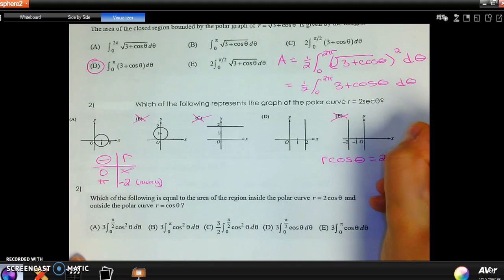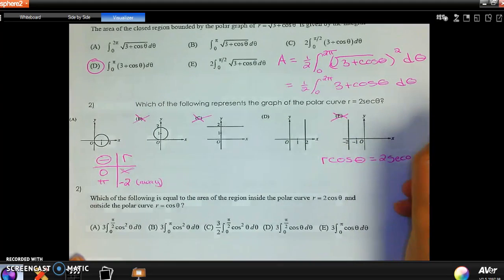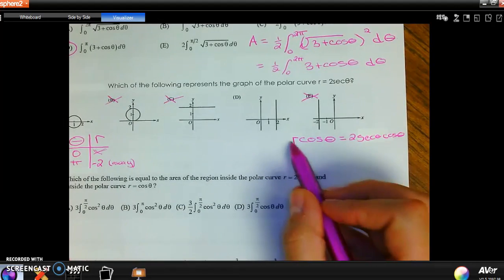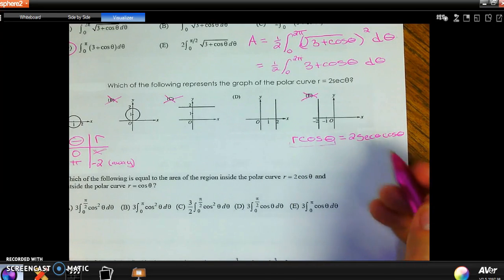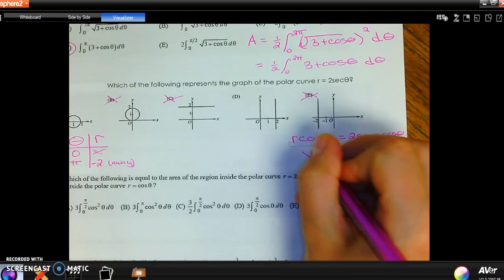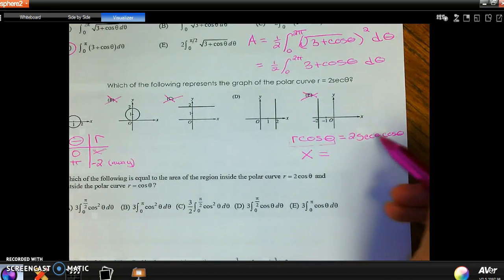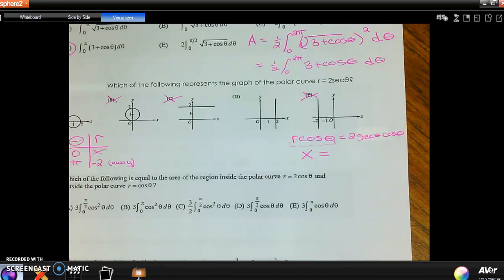And on the right, 2 secant theta times cosine theta. Did I cut that off? And r cos theta, well, you should know from pre-calculus, r cos theta is the same thing as x. And secant times cosine, when you multiply anything by its reciprocal, you get a 1.